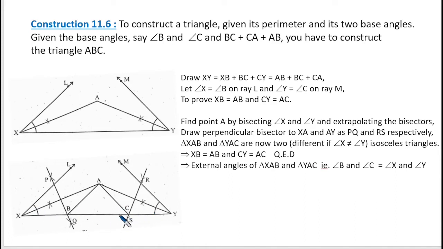Similarly from here, the external angle, this is angle C of this triangle, is the sum of the two opposite internal angles. So this angle plus this angle is Y, because this angle is equal to this angle, equal to this angle. So this will be equal to angle C. So angle Y will be angle C.